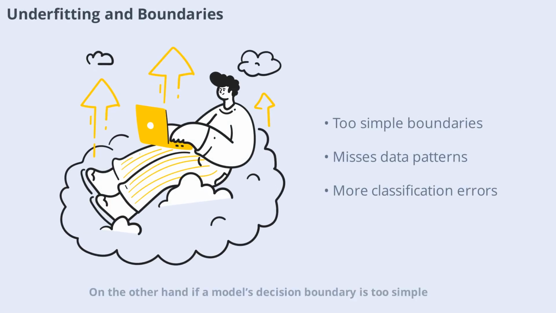On the other hand, if a model's decision boundary is too simple, it might not capture the true patterns in the data. This is called underfitting. The model misses important distinctions and makes more mistakes. Finding the right balance in the complexity of decision boundaries is key to building effective models.